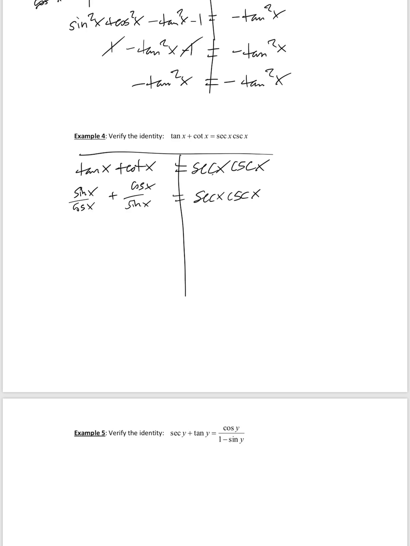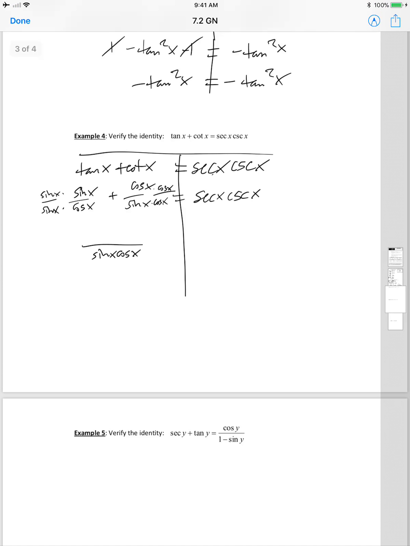I'm going to get a common denominator, so I'll need to multiply by sine x over sine x. And then here I need to multiply by cosine x over cosine x. So my new denominator will be sine of x times cosine of x. Sine times sine is sine squared. Cosine times cosine is cosine squared. Pythagorean, that's 1.